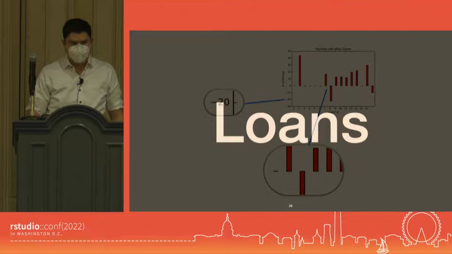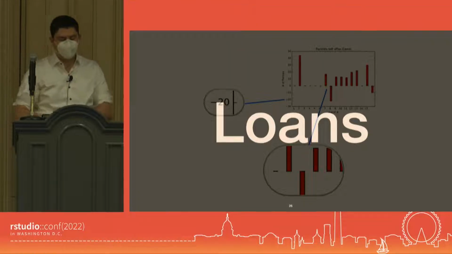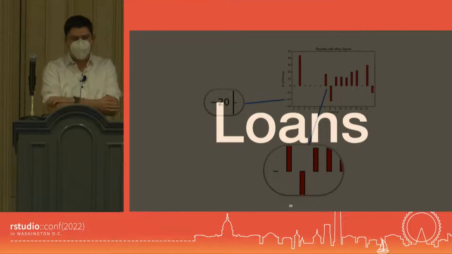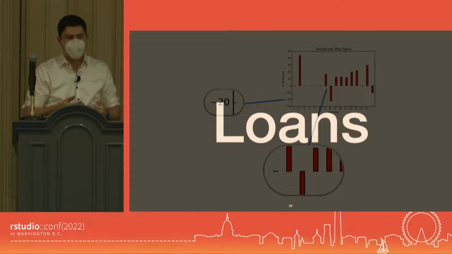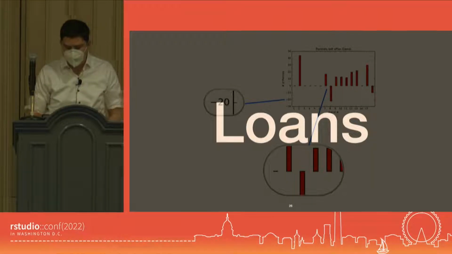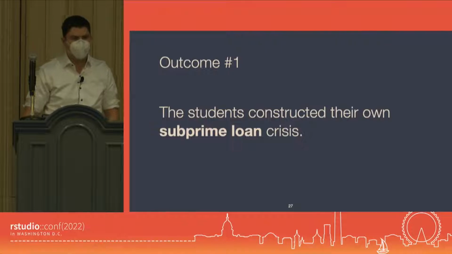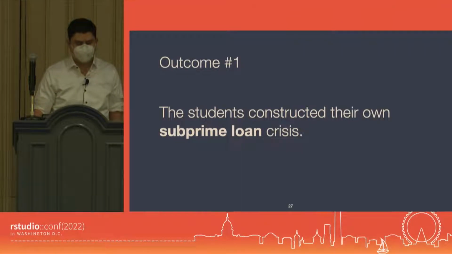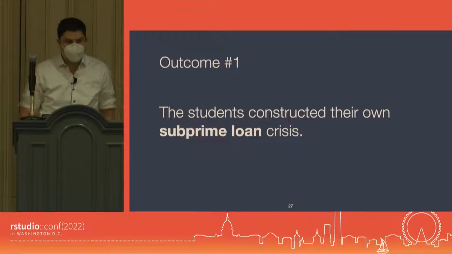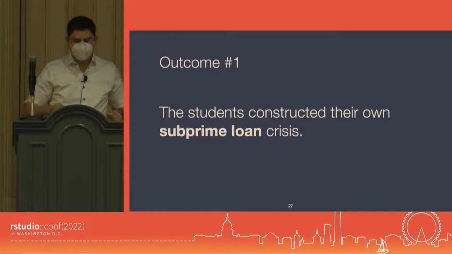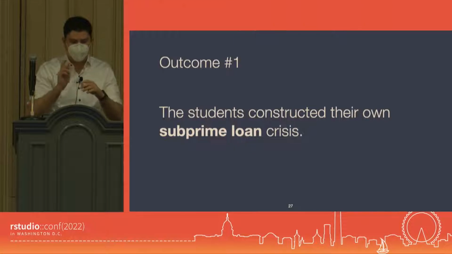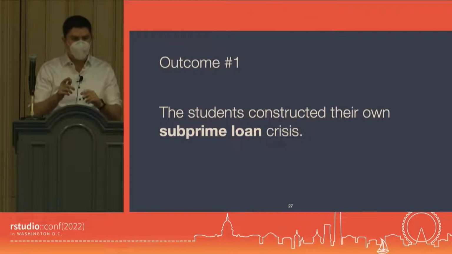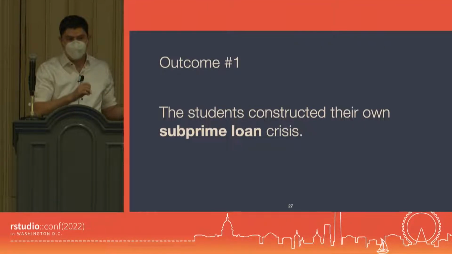Loans happened. We allowed students to loan money at interest, so they could loan 4 pennies with the expectation of getting 5 back, I think was the rule for that simulation. And the very first outcome was that the students constructed their own subprime loan crisis. Nobody was checking credit, so I watched 1 student hit the same person up for like 5 loans, and when she denied him a 6th loan, he walked across the classroom, found somebody else who didn't know him, and got more loans.